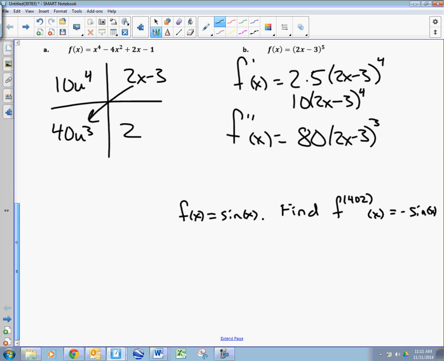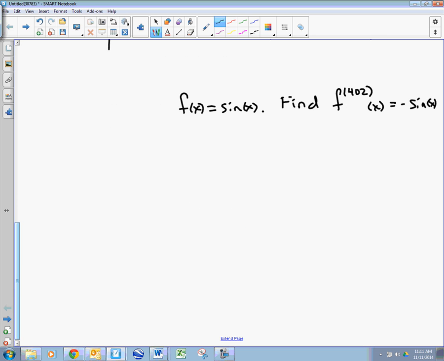Okay, let's try a little bit more difficult problem. Given f of x is sine of x, find the 402nd derivative of sine of x. Okay, what do you see? So there should be some type of pattern. So let's just start off here. I'm just going to use a number to represent the derivative so that we can keep track of what we're doing.